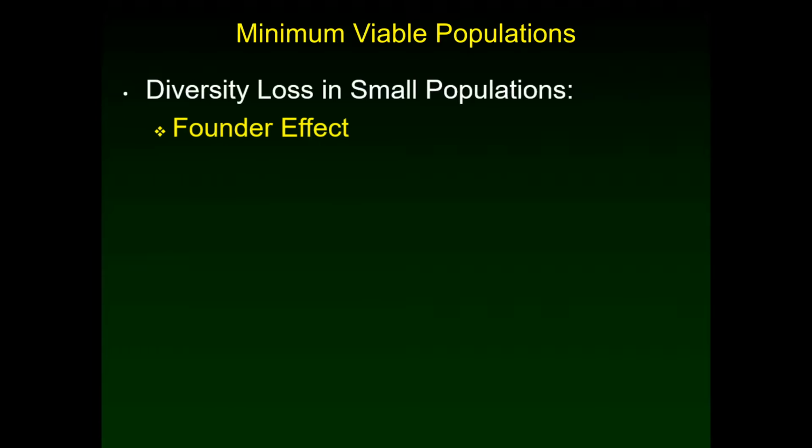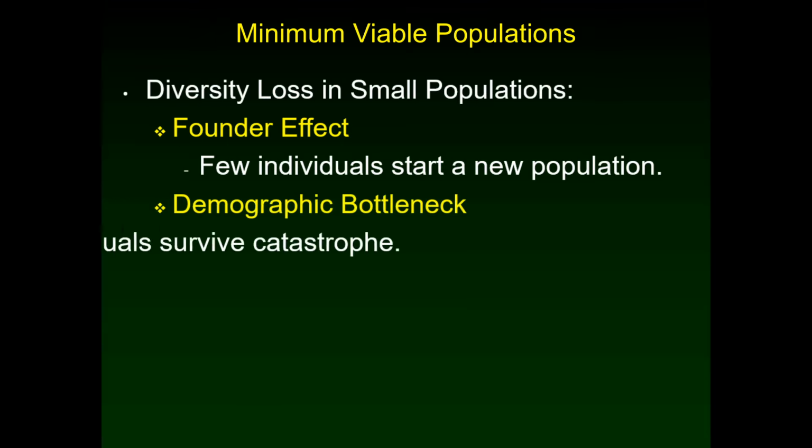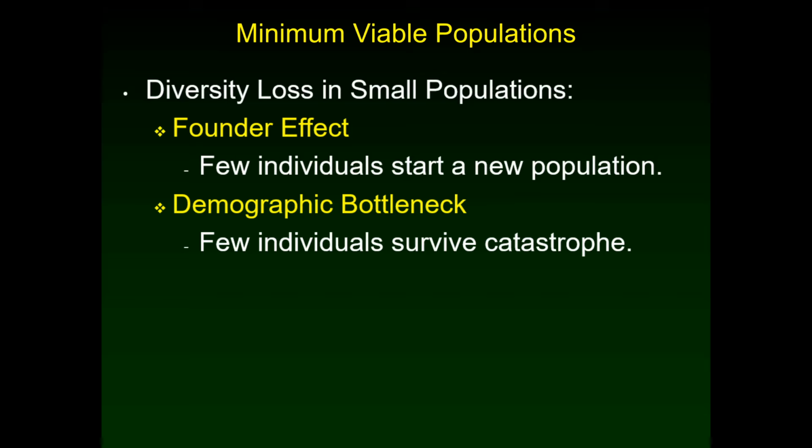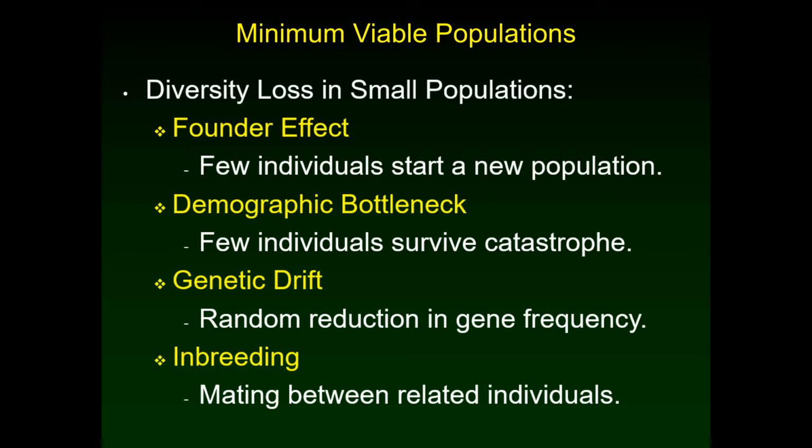Diversity loss in smaller populations, you can end up with founder effect, where a few individuals end up starting a new population. Demographic bottleneck, or the bottleneck effect, which is where few individuals survive a catastrophe. Now, out of these, it tends to be random. There's also genetic drift. This is where there's a random reduction in gene frequency. And then inbreeding is where there's mating between closely related individuals. You can actually do this mathematically and come up with F, which is an inbreeding coefficient.